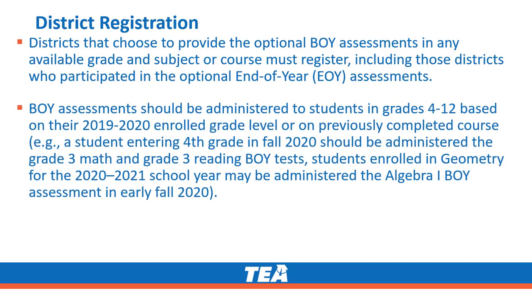BOY assessments should be administered to students in grades 4 through 12 based on their 2019-2020 enrolled grade level or on a previously completed course. For example, a student entering 4th grade in fall 2020 should be administered the Grade 3 Math and Grade 3 Reading BOY tests. Students enrolled in geometry for the 2020-2021 school year may be administered the Algebra 1 BOY assessment in early fall 2020.